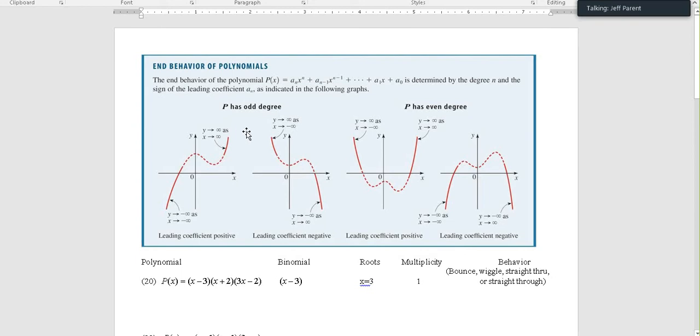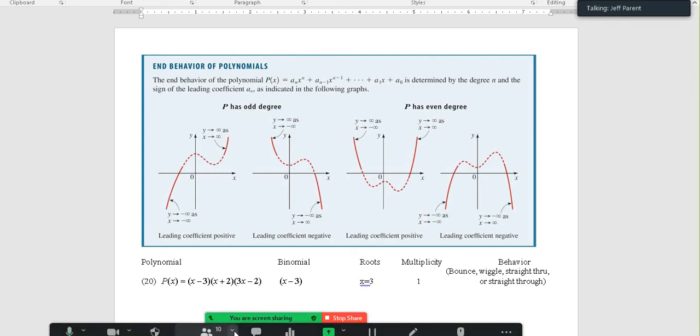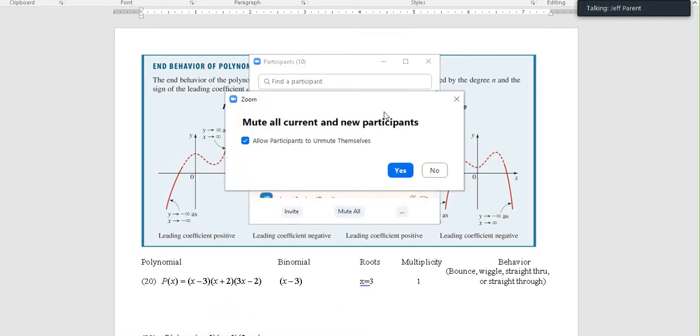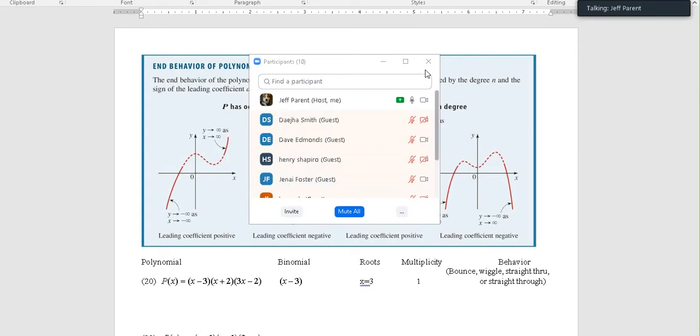2 of them are when you have an odd degree polynomial, and the other 2 are when you have an even degree polynomial. And then the other stratum in this whole affair is whether or not you have a positive leading coefficient or a negative leading coefficient. So your odd degree polynomials have behavior that has these ends pointing in opposite directions, whereas if you have an even degree polynomial, then you have ends pointing in the same direction. So those are the 2 basic types of behavior you're going to have there.